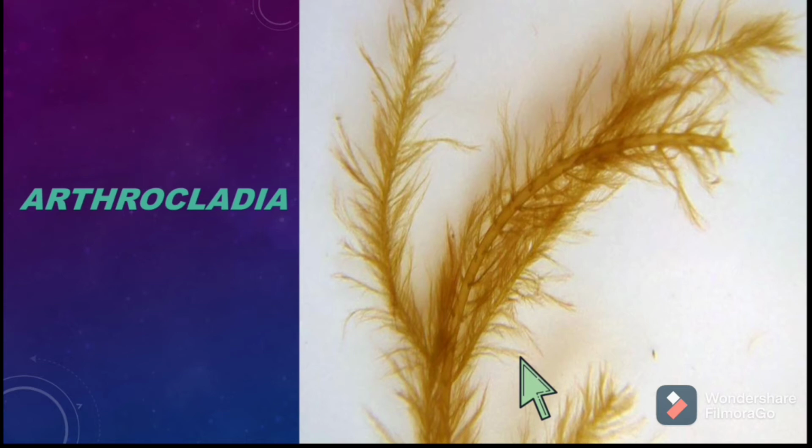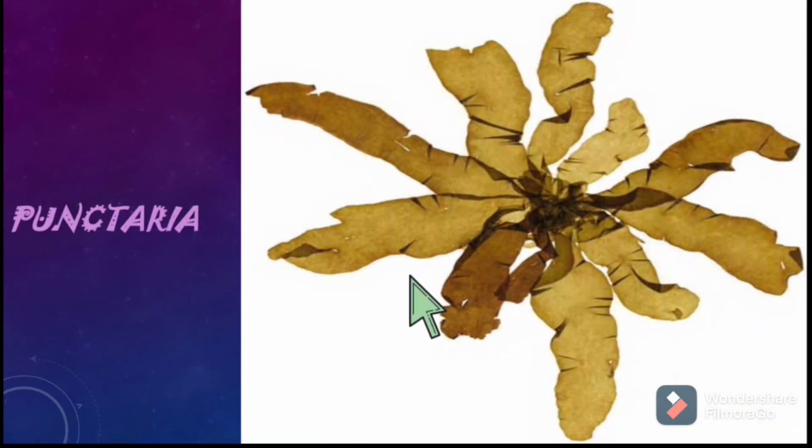Now, in the truly parenchymatous form, the thalli are leaf-like or laminate. I'll show you in this other type of alga. You can see here this is a truly parenchymatous form.